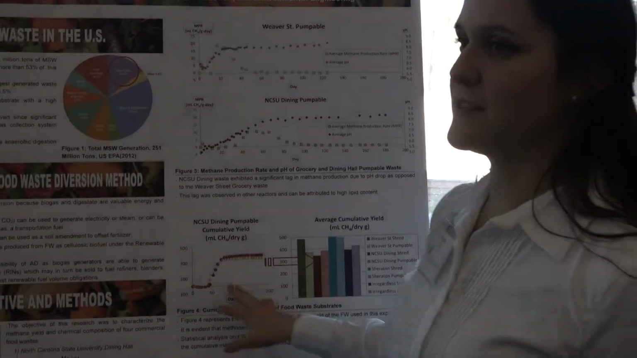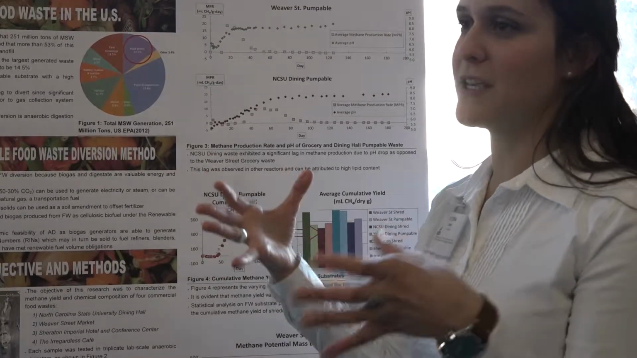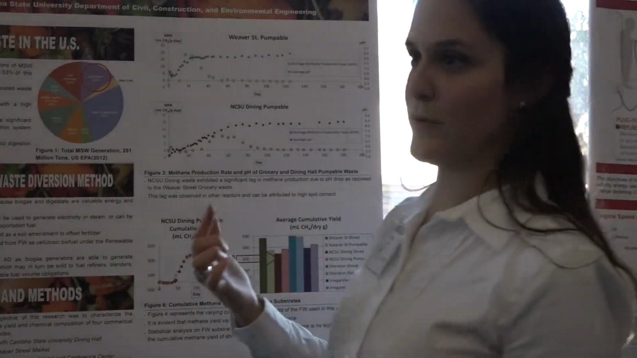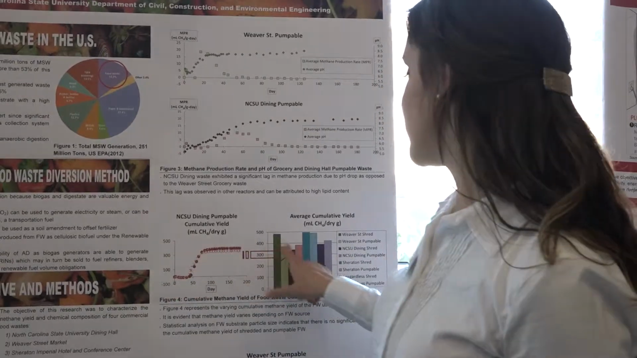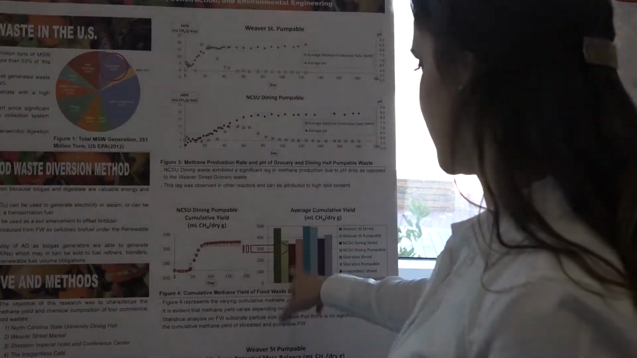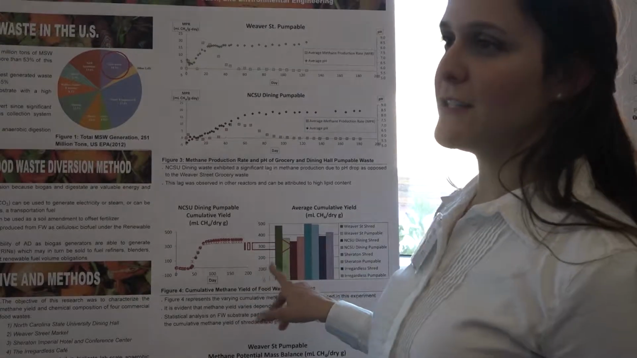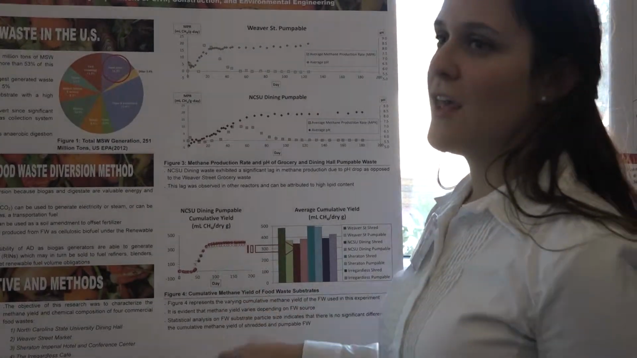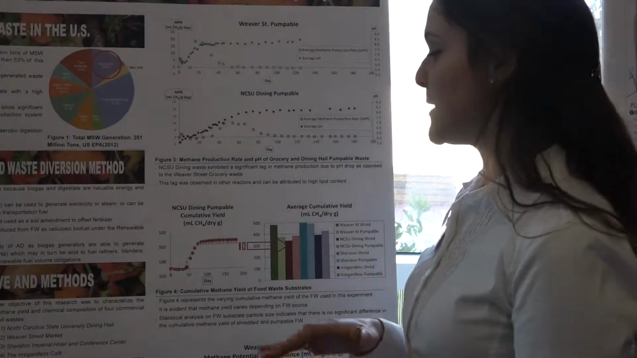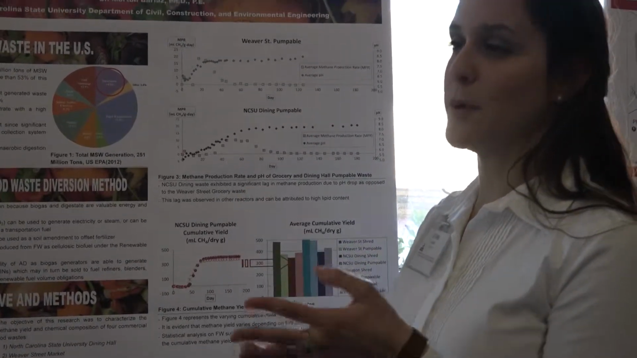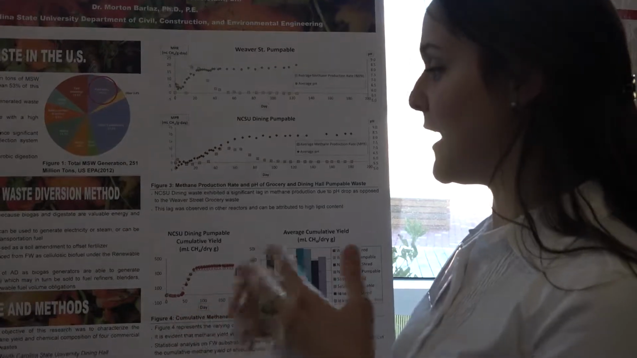This figure represents data I would get from a triplicate set of reactors with one type of food waste. So the average cumulative methane yield here is represented as this bar graph right here. So statistical analysis of this data has shown that there is no significant effect on cumulative methane yields depending on particle size or commercial food waste source.